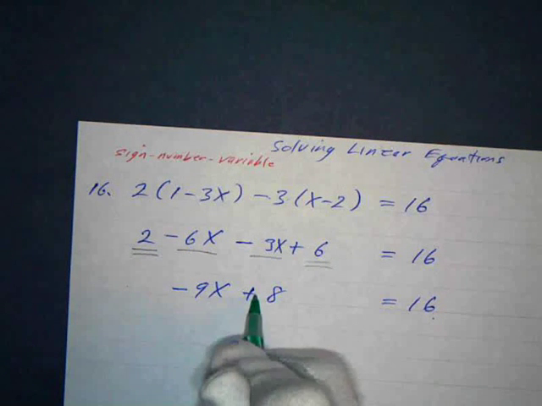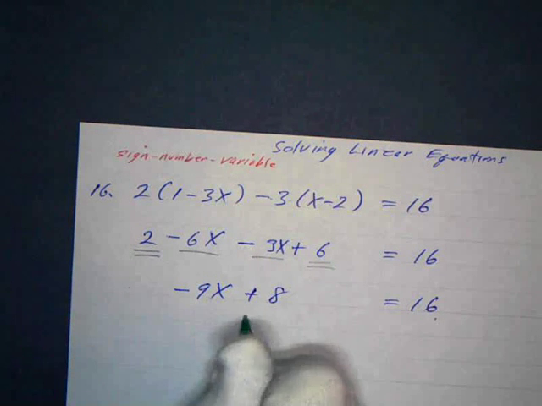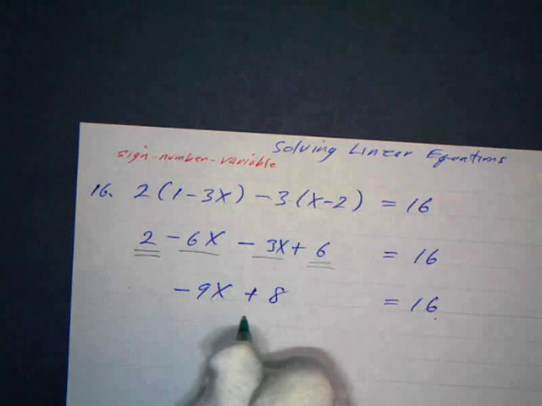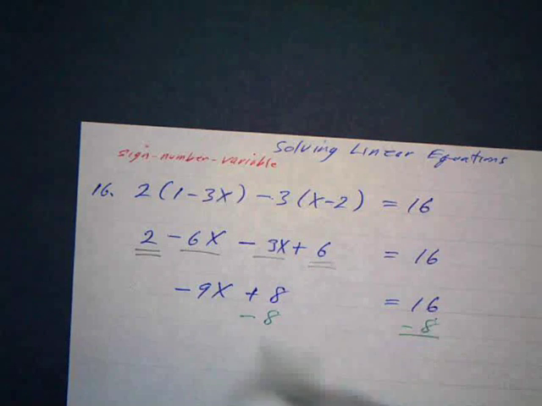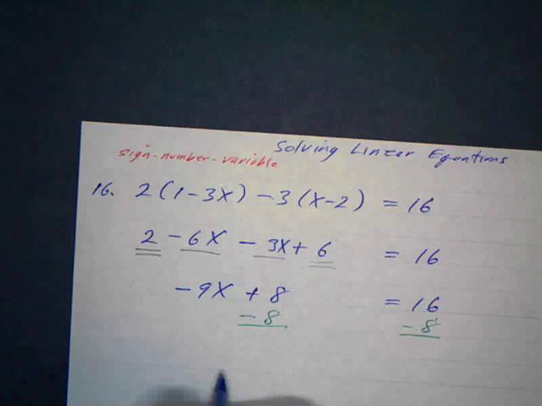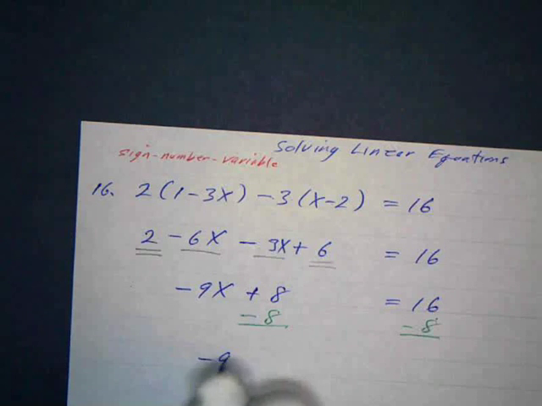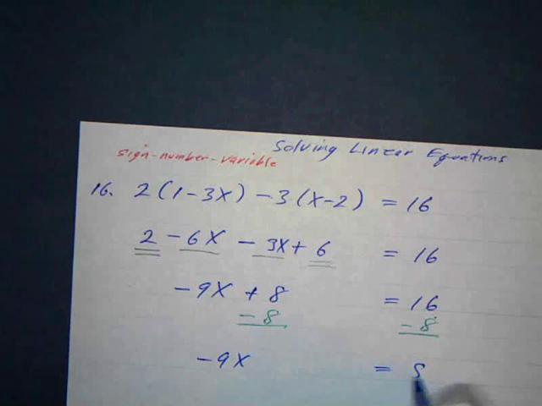So the 8 is joined by addition, the negative 9 by multiplication. So the weaker of the operations is addition, so I'll do the opposite. The opposite of addition is subtraction. And I have negative 9x on the left. And that equals, and 16 minus 8 is 8.